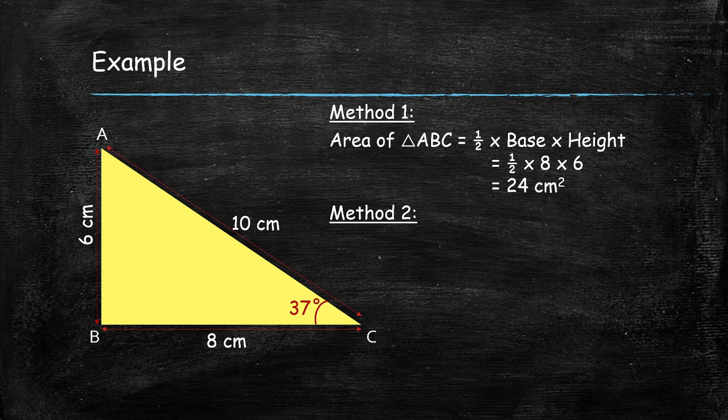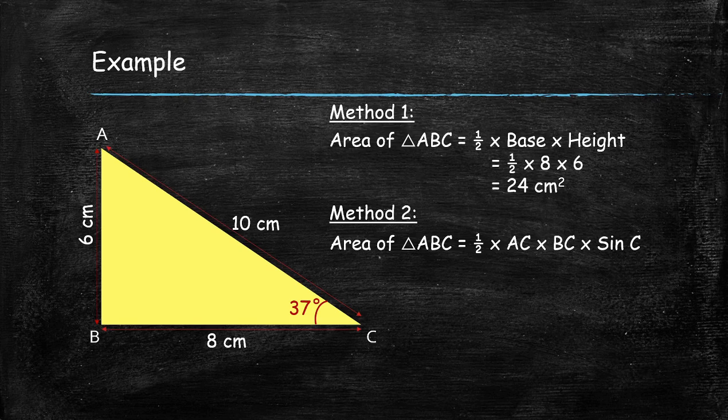Now method 2 is using the sine function. As we know, the area of triangle ABC using the sine function is half into AC into BC into sine C. So in this, if we multiply the sides enclosing an angle, multiply it with the sine of the angle they are forming, and multiply it with half, we can find the area of the triangle.